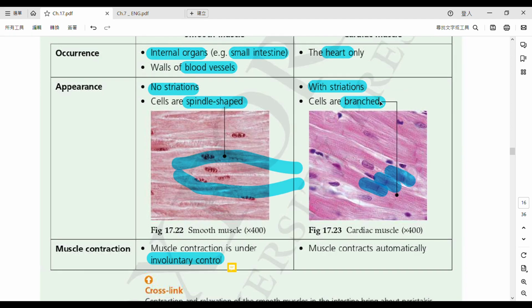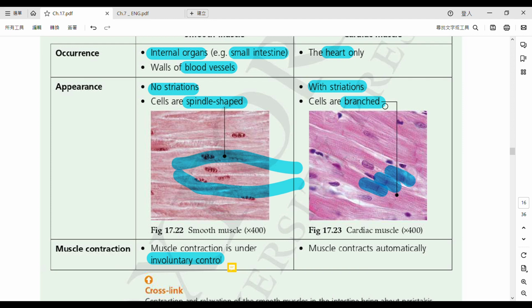So why is it branched? What's the good thing about it? 有啲咩好處啊? You can transmit the signals more rapidly, more efficiently. 你可以更加快、更加迅速咁樣啦，傳遞你嘅信息啦. We're going to learn this one in book 5 about the cardiac muscle.